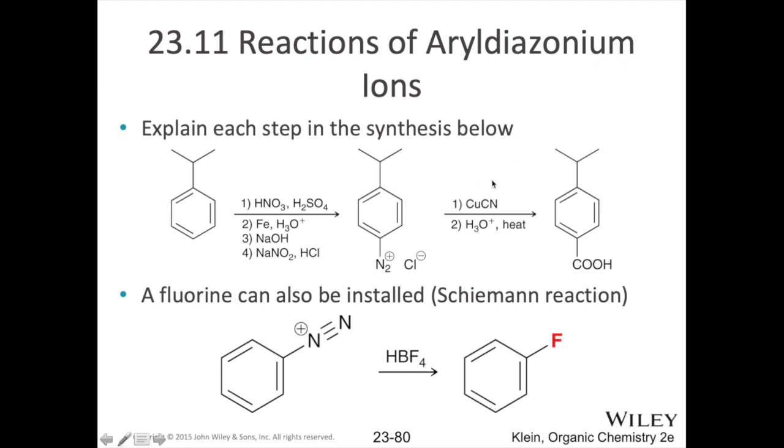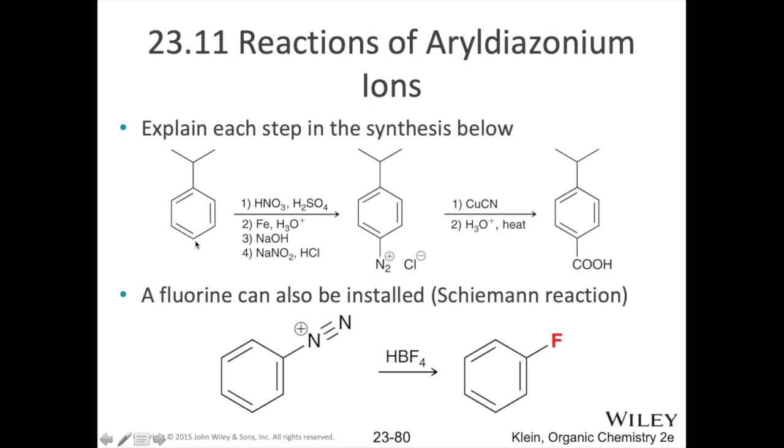Other reactions we can do once we have a nitrile group in place, we can convert that into the corresponding carboxylic acid. So here we've started off with cumene, with isopropyl benzene. In this first step, we add on a nitro group. We can then convert that into an amine in the next step. We reduce that with a metal reductant there.